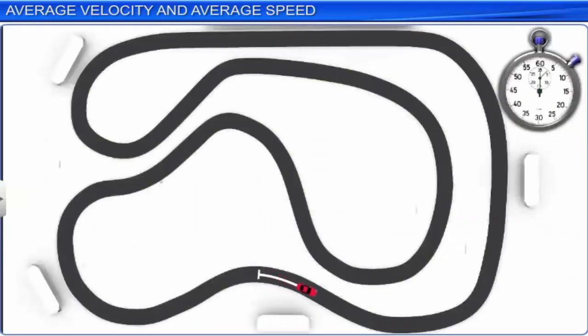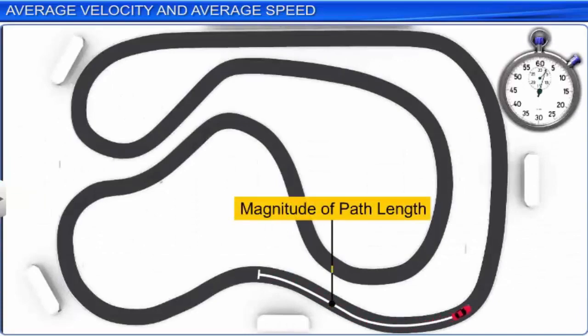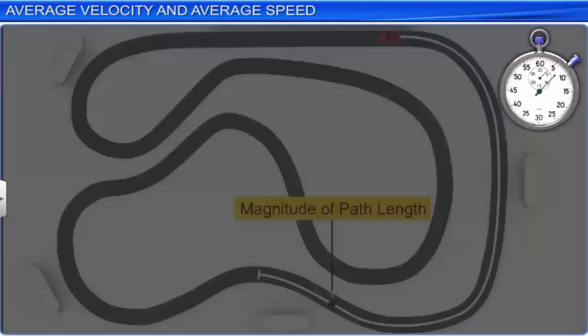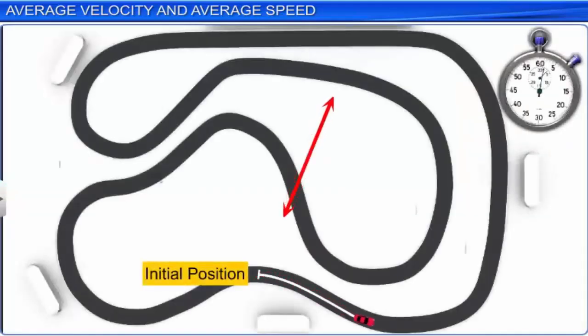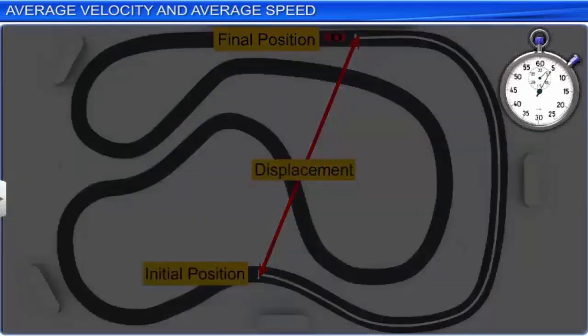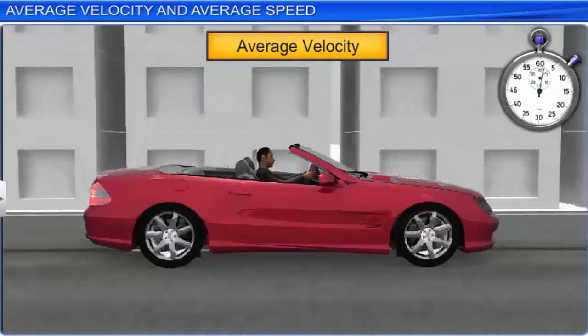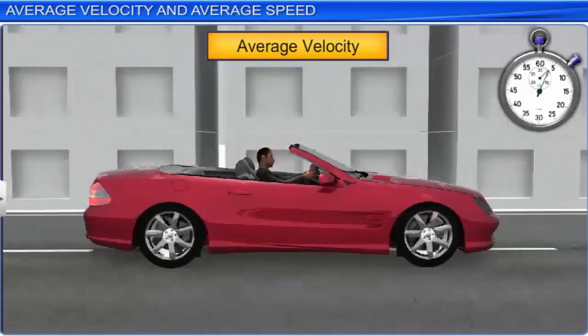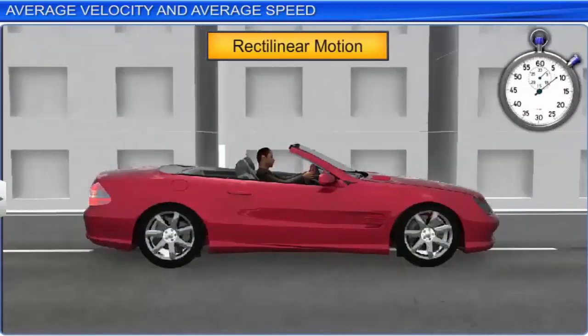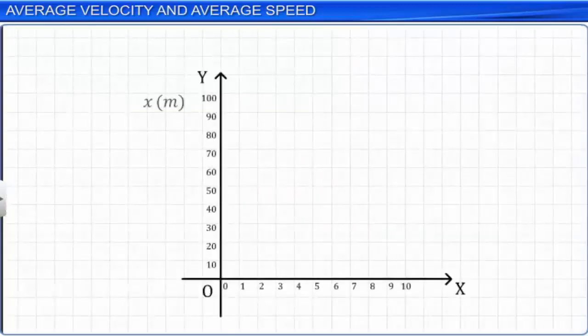Speed depends on the magnitude of the path length described by a body and the time taken to describe this path. Velocity, on the other hand, depends on the displacement of a body and the time taken for this displacement. Let's start with average velocity. A body moving in a straight line is said to be in rectilinear motion. Let's plot an x-t graph of this motion.